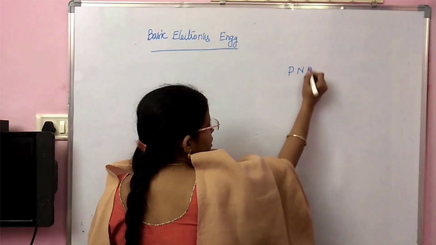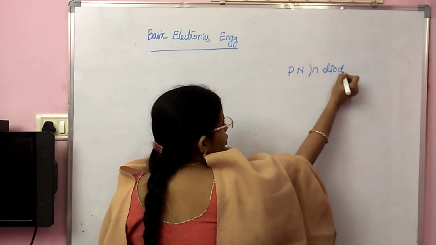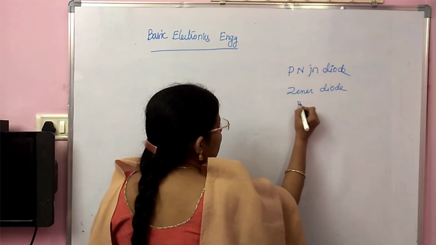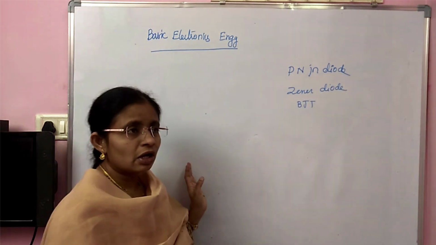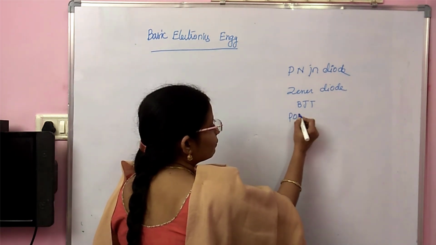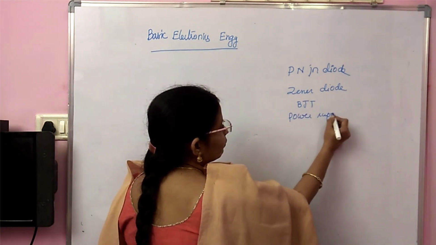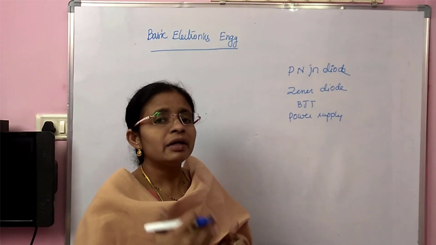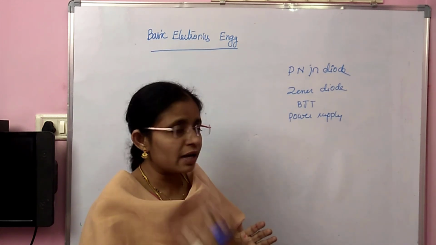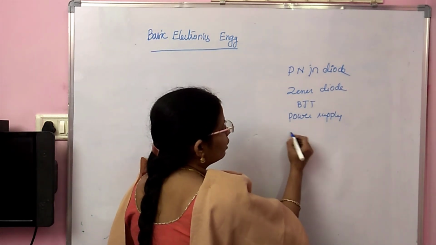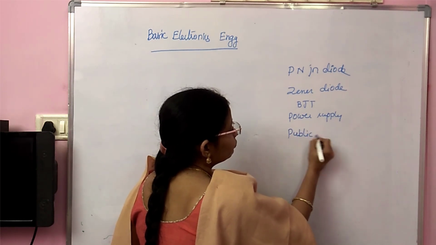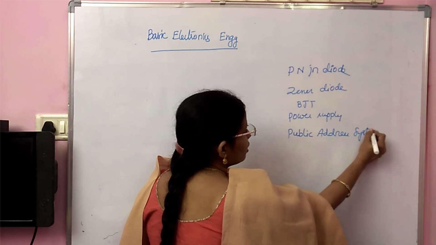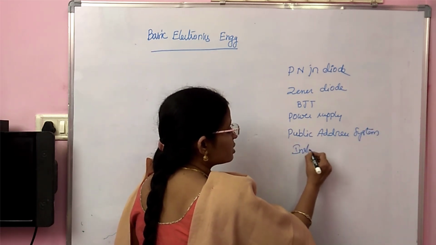Like your PN junction diode. Then Zener diode. Then BJT and its configuration. Then power supply. The power supply block consists of rectifier, filter, like that. You must learn the rectifier and filter. Then the public address system. Instrumentation system.